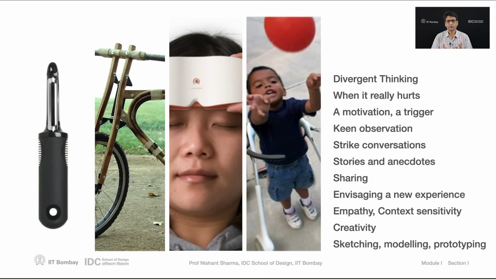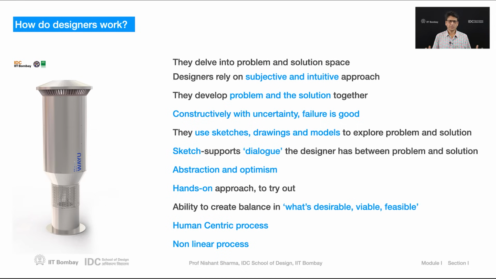They germinate when we strike a conversation and share anecdotes, embody empathy, and share new experience and harmonize within their context. New innovations start to take shape while following an intense creative and iterative process of ideating, conceptualizing, prototyping, and then user testing. So the question is, how do designers work?